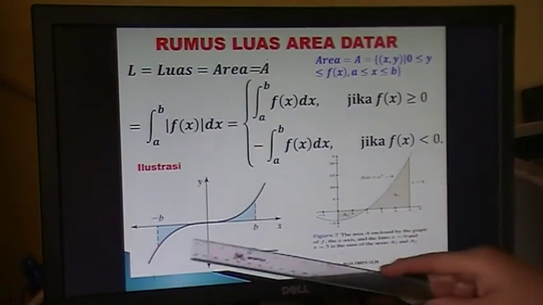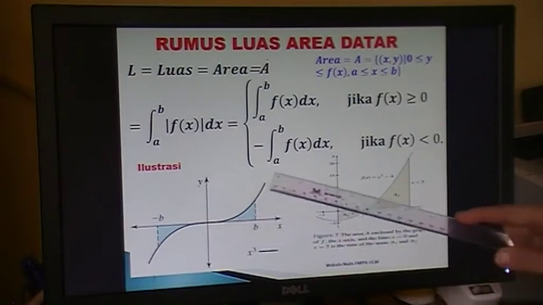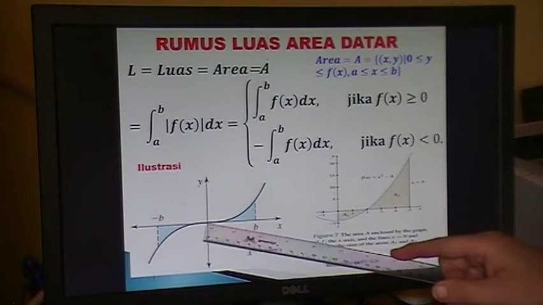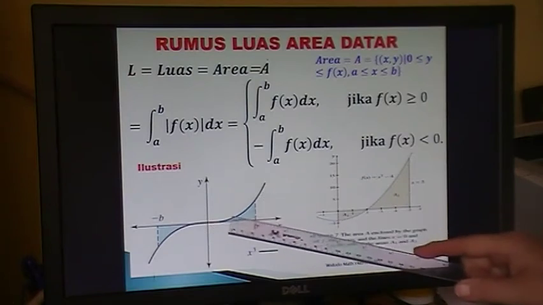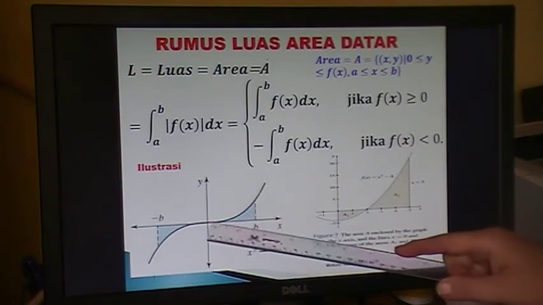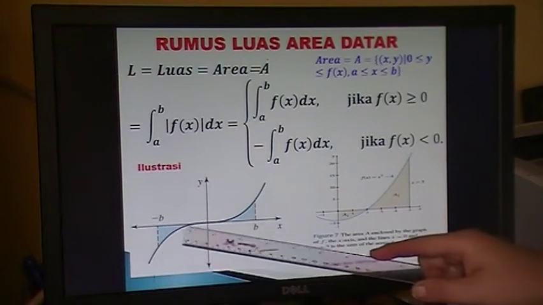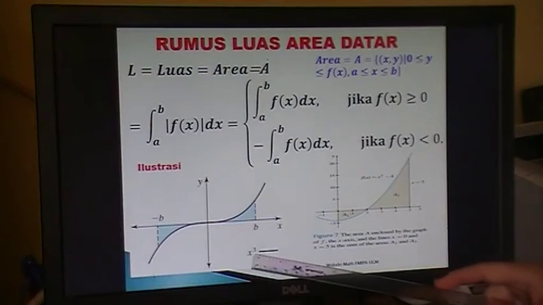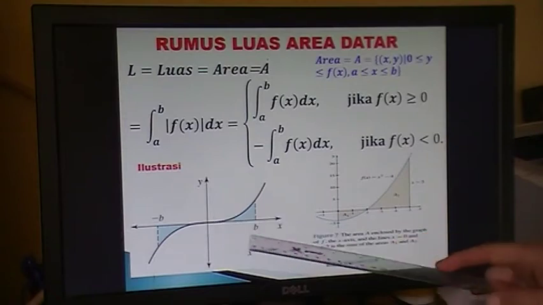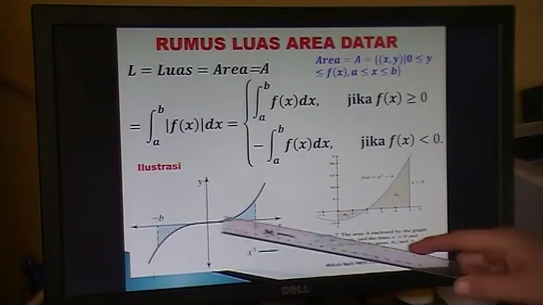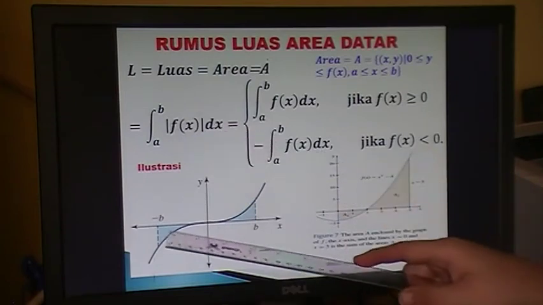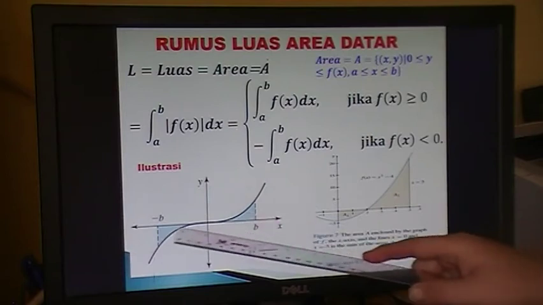For example, the function like this consists of two parts. On the right side of 0, the value of the function is positive. On the left side of 0, the function is negative. So this function is f(x) equal to x to the power of 3. If you integrate this function between minus p and p without any absolute value, then you have this part negative, this part positive, and they have the same value.